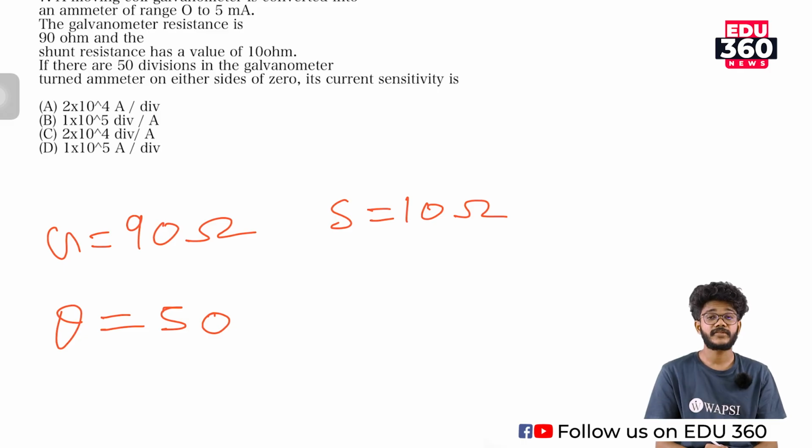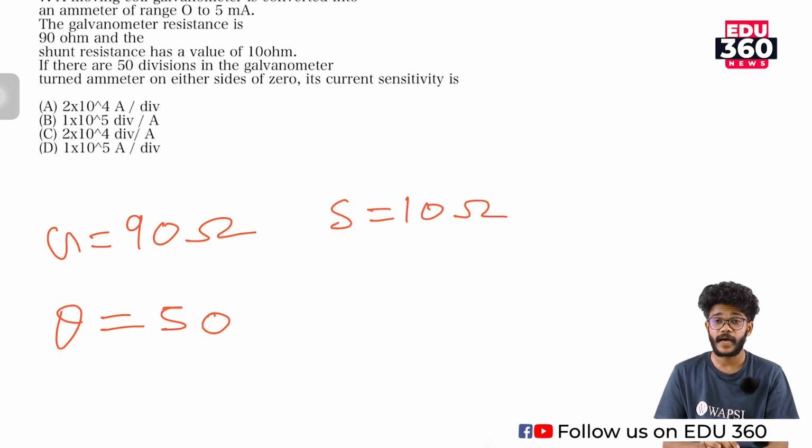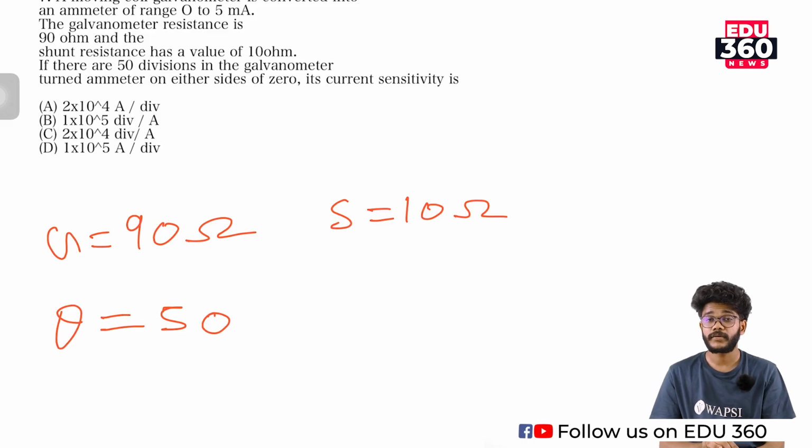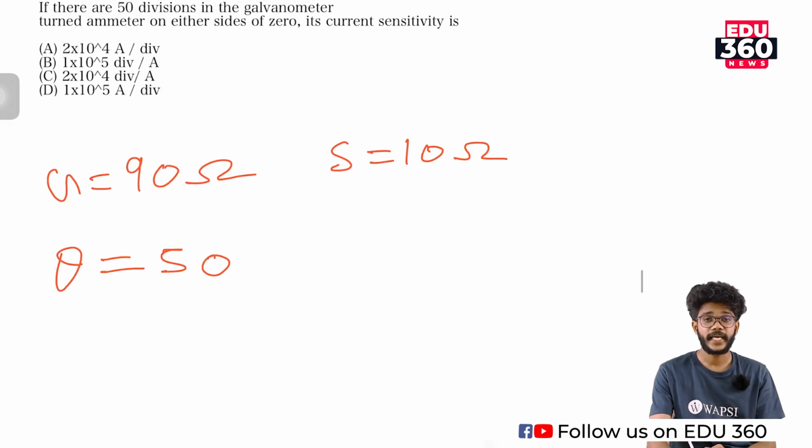Its current sensitivity is, okay, so what is the equation for current sensitivity? Current sensitivity is theta by Ig. That means the current flowing through the galvanometer will divide the theta, meaning the divisions, then we get the current sensitivity. Before that we need to find what is Ig. Is there any relation between Ig?